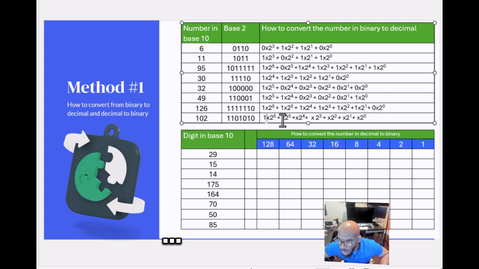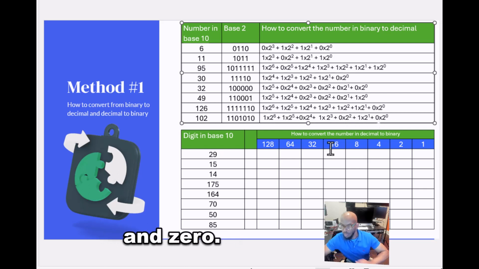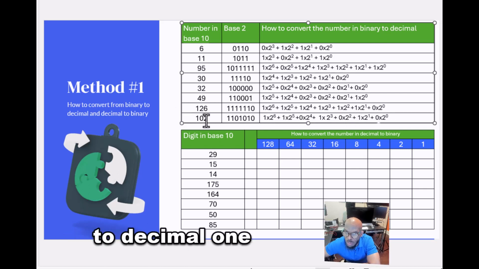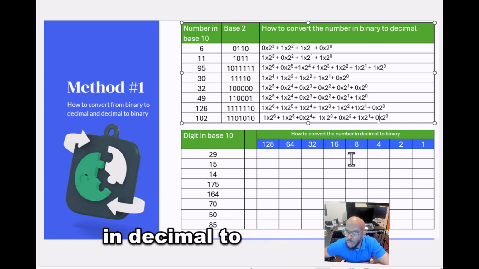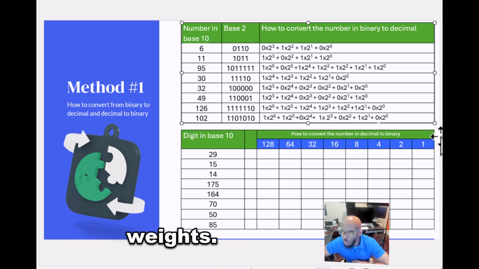1, 1, 0, 1. And let's see, 0, 1, and 0. And then that should be equivalent to decimal 102. Now when you're converting the number in decimal to binary, you look at your weights.